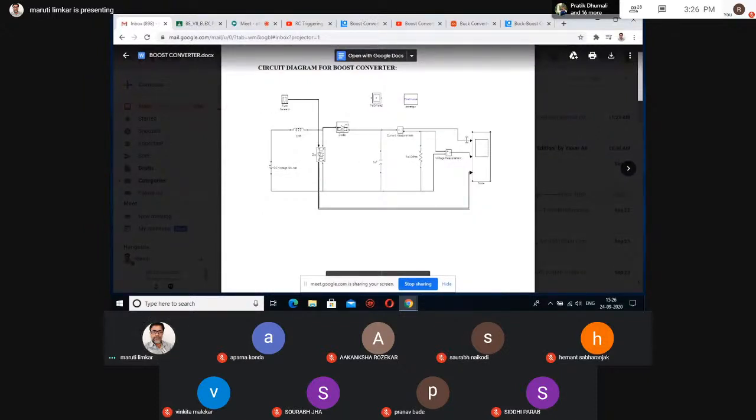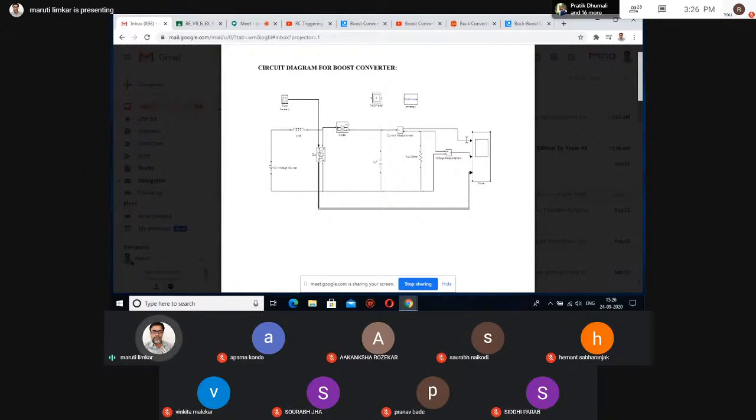Okay, so I told you, or I think, the experiment taken on the effect of source inductance on a single phase bridge converter. We have done it on MATLAB Simulink.